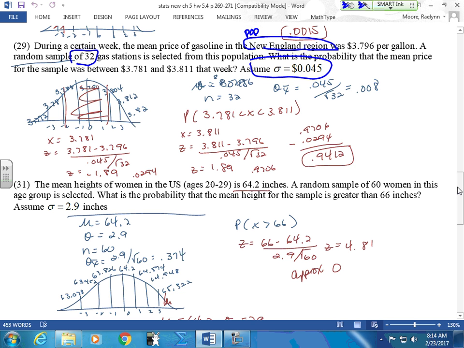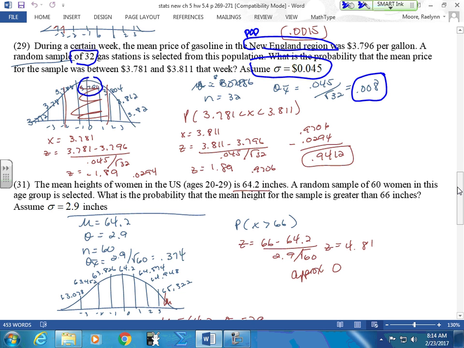So I sketch my graph. My mean is exactly the same. I'm still at 3.796. There's my mean. I'm at an in-between, so I take my standard deviation, I divide it by the square root of 32, and it's very, very close to this. So set your graph. Look how close you are to the middle. You don't have a lot of distance between 3.781 and 3.811. That's how small, how tight that is in that curve.